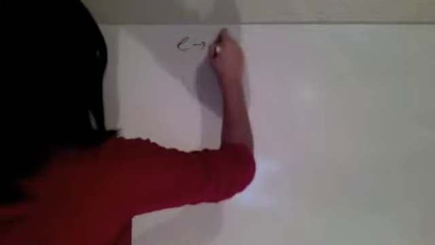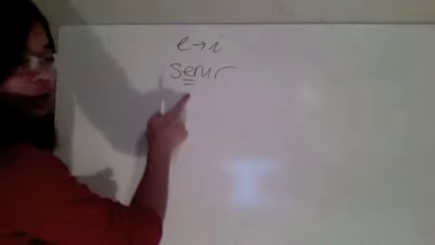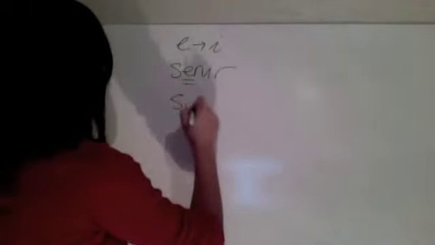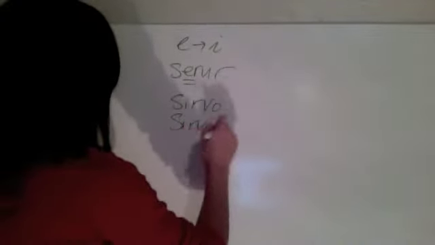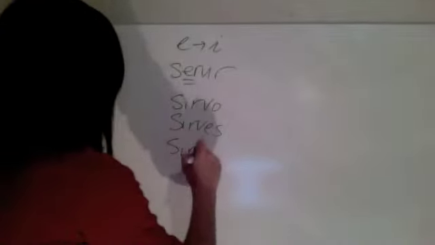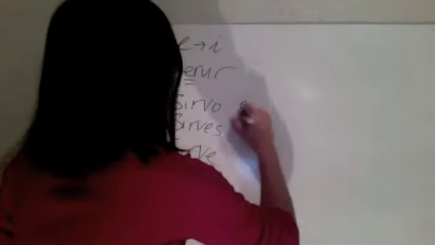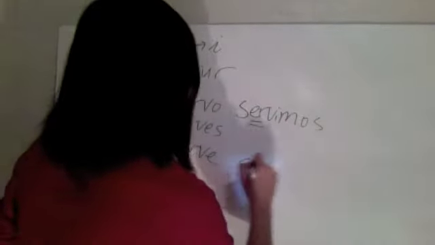The other example we're going to use is servir, to serve. Again, it's E to I, E is right here. So yo sirvo. Tú sirves. Él, ella, usted sirve. Nosotros, again, no stem change. Servimos, right here. Ellos, ellas, ustedes sirven.